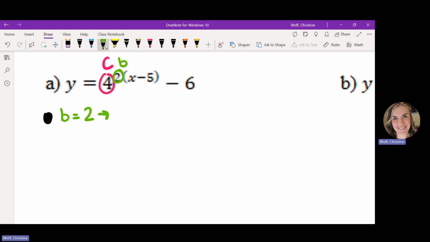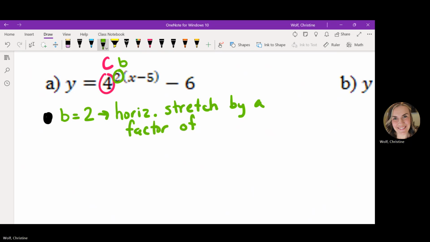So if B is 2, that means we have a horizontal stretch. And remember, whenever we talk about stretches, we have to say by a factor of what. What am I stretching this by? 1/2. Very good. You've got to flip that B. So this would actually compress, or get smaller by half, not double. All right, then I move down the line.